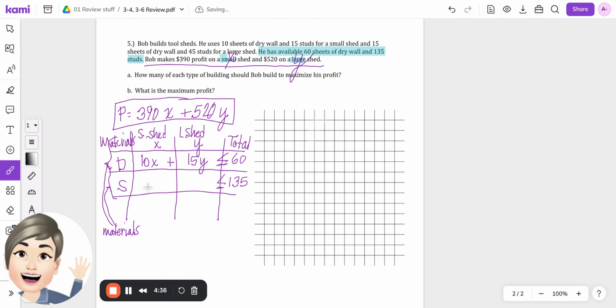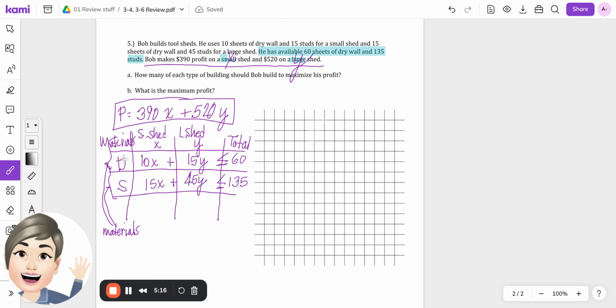Okay? And then the studs, you're going to do the same thing. This box right here is for the amount of studs you need to make a small shed. So 15 studs for a small shed, 15. You have to assign the variable with it. Add. And how many studs do I need for the large shed, 45. Okay, so there are 2 out of my 4 inequalities. And I'm telling you, if you make the chart, you're going to be able to do this on the test.